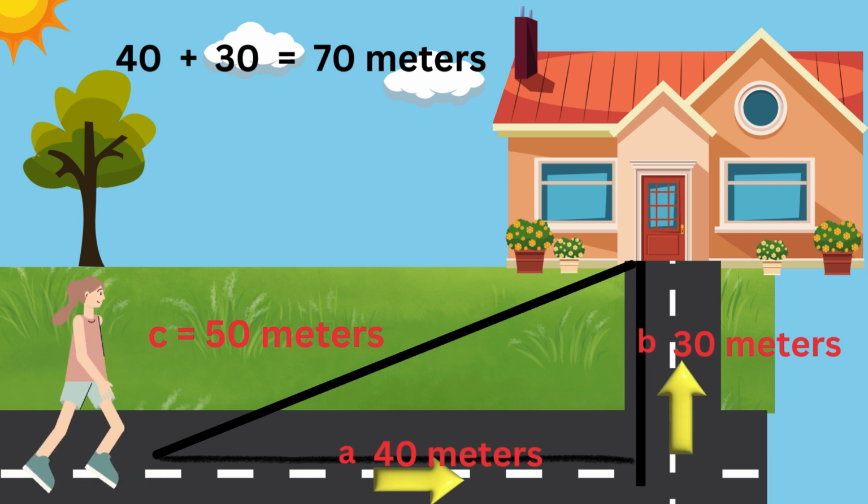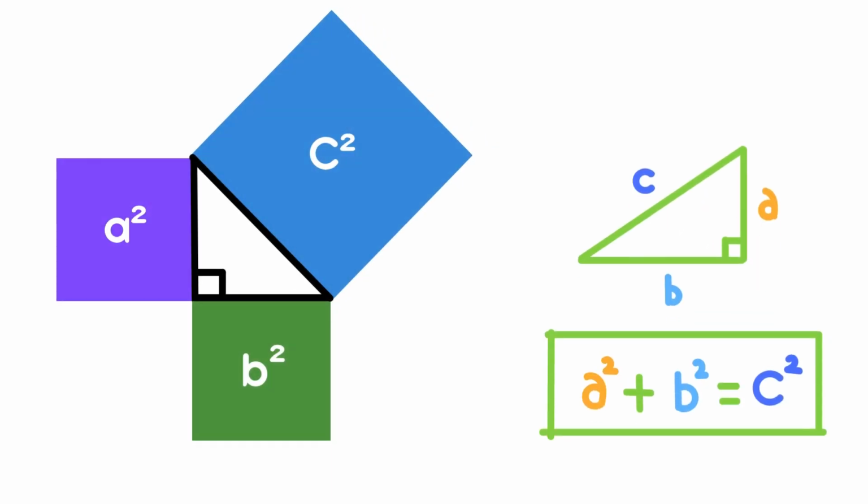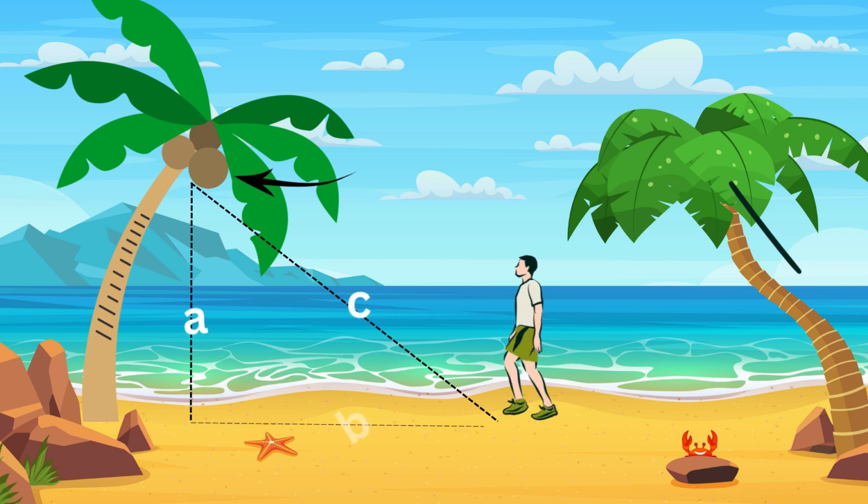This is why the Pythagorean theorem is so useful. It helps us find the shortest path between two points when moving diagonally.